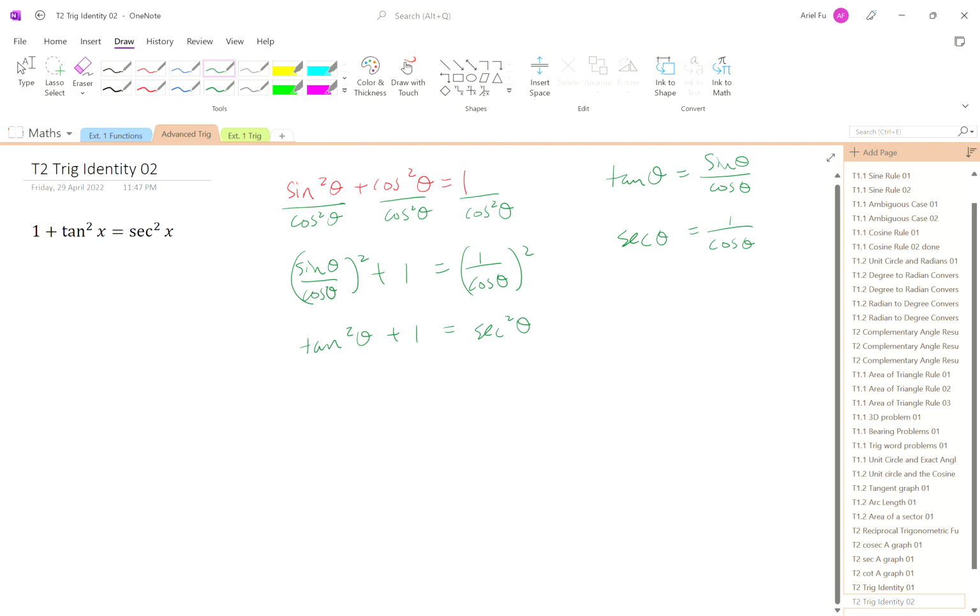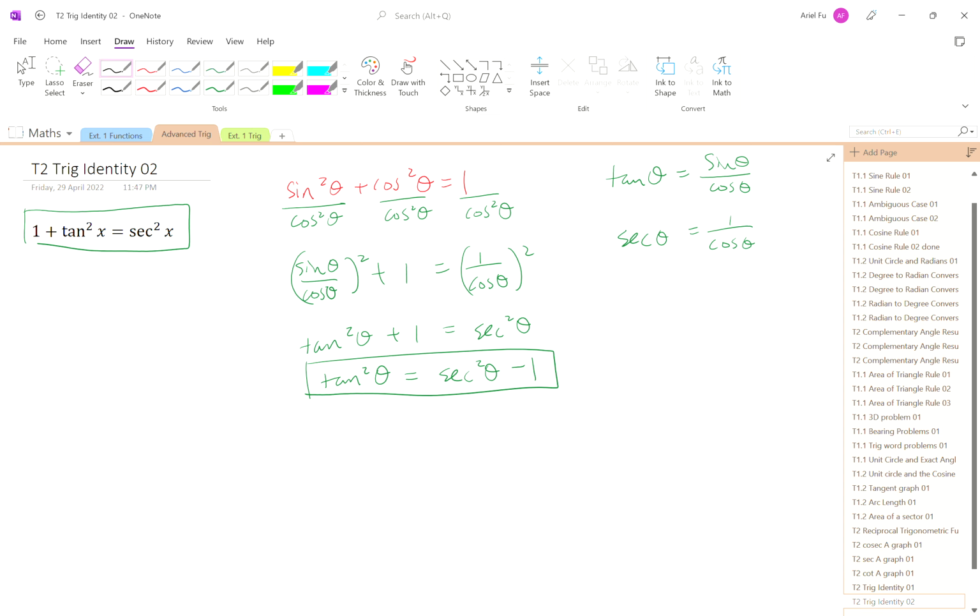Now, of course, I can take this and rearrange it and obtain another identity, which is essentially the same thing but in rearranged form, right? That means I can express tangent squared theta in terms of secant squared theta and secant squared theta in terms of tangent squared theta. That gives us a way to simplify certain trig equations and expressions.